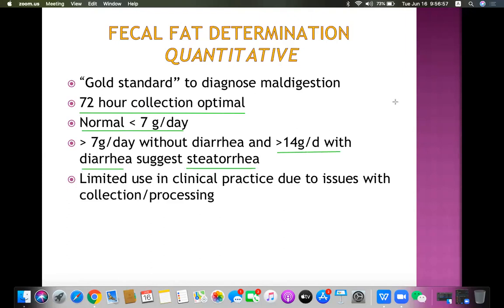So let me highlight this again. We collect 72-hour stool, then analyze how much fat is present there. If fat is present for more than 7 gram per day without diarrhea, or more than 14 gram per day with diarrhea, it suggests steatorrhea. But there are certain limitations of this, because you need to collect stool for 3 days, and this is a quite cumbersome method.